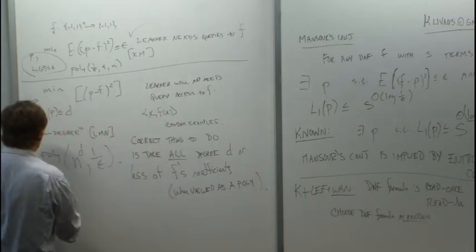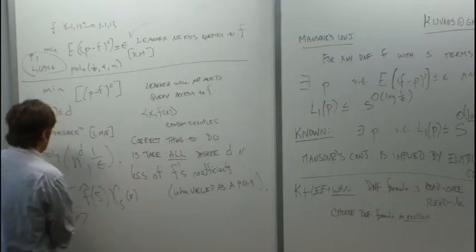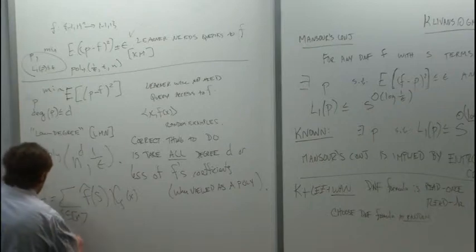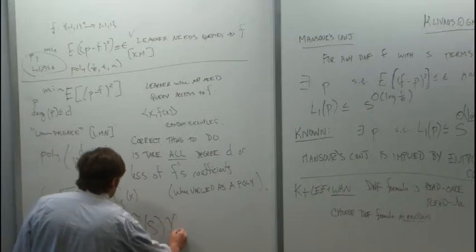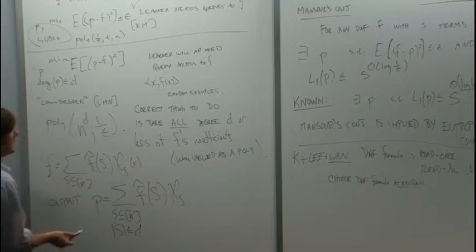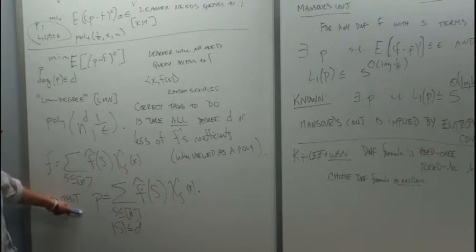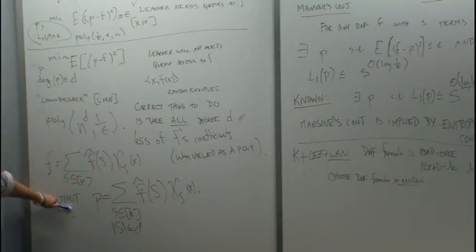Remember, we know that f can be written as some polynomial, where the coefficients are these f hat of s's. If you want to find the best degree d polynomial that approximately minimizes this quantity, the correct thing to do is to output p, which is equal to the sum over s where the size of s is at most d. So we're only taking the degree d and less coefficients. It's easy to see that this is the best fitting degree d polynomial because of Parseval's equation. Now remember, we need to actually output it. We know this is the correct polynomial. How do we find it?